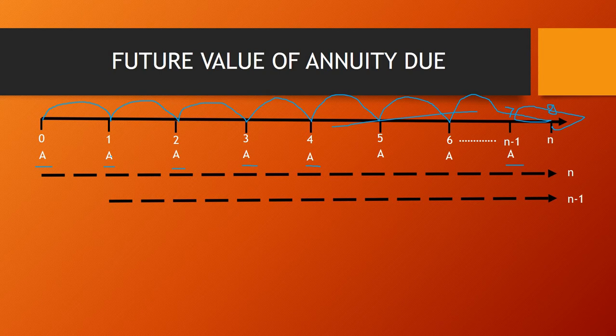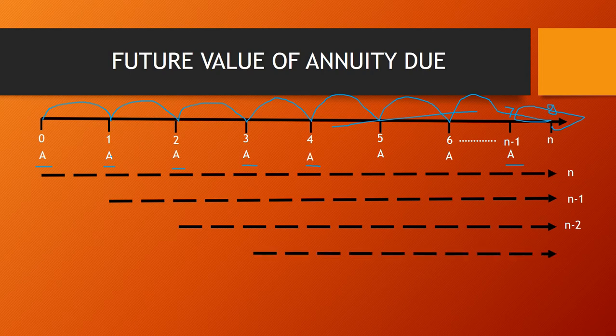So if you are depositing the amount at the end of year 1, you are going to get the interest for 7 years. For the next amount, you will get the interest for n-2. That means in our example, if 8 is n, you are going to get the interest for 6 years. For the next, you are going to get the interest for n-3. In our example, you are going to get the interest for 5 years. For the next, you are going to get the interest for n-4 years.